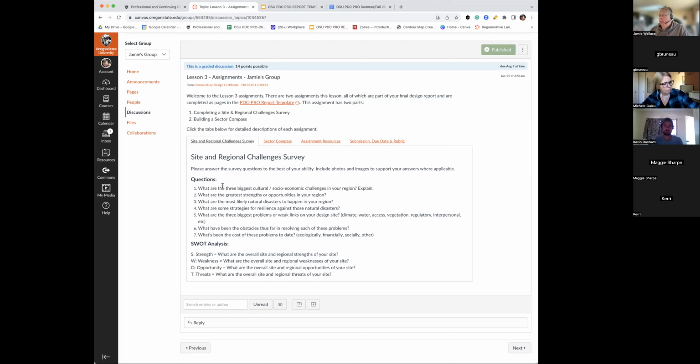So, we're looking at the 3 biggest cultural, socioeconomic challenges in the area. And these are pretty fascinating. I must say that through North America, they're very, very similar, or so it seems. So those are good to consider. Then some of the greatest strengths or opportunities in the region. We look at natural disasters, so that's a good thing to dial into, as well as some of the strategies for resilience.